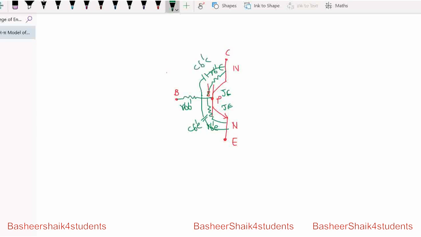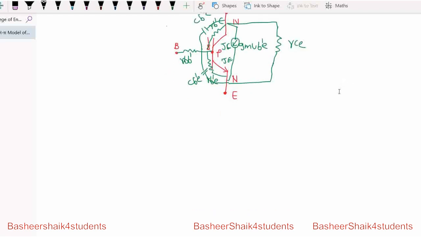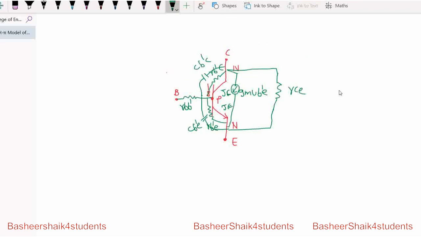And the current at the collector is due to the voltage applied between the base and the emitter. That's why a dependent current source is taken into consideration here as gm VB dash E, and the total resistance between the collector and the emitter is named RCE. This total approach is formulated together in circuit format here.